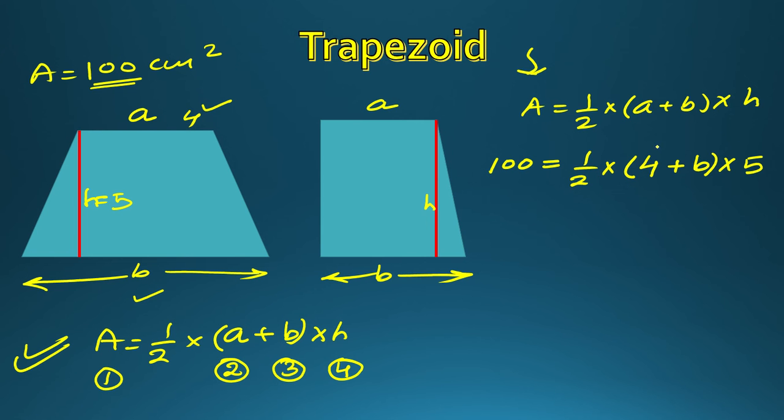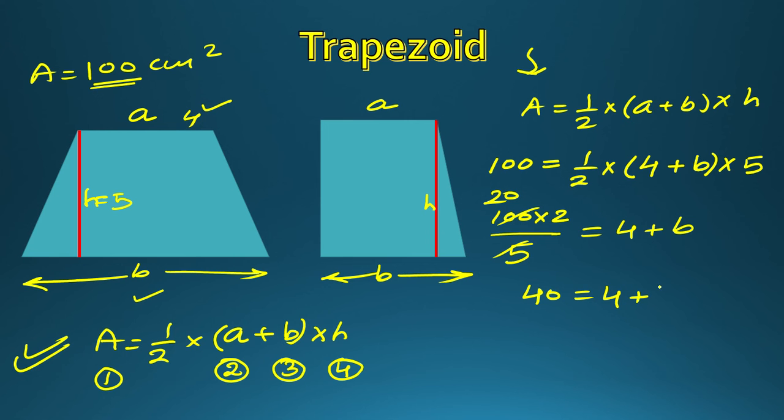So remember, 4 and B are unlike terms, so they cannot be added or subtracted. So what can we do here? 2 is in division, so on the other side it will be in multiplication. 5 is in multiplication, so on the other side it will be in division, equal to 4 plus B. Why have I not shifted 4 in this step? Because it was written in the bracket, so it will go last. Now just calculate this: 100 divided by 5 means 20. 20 multiplied by 2 means 40 is equal to 4 plus B.